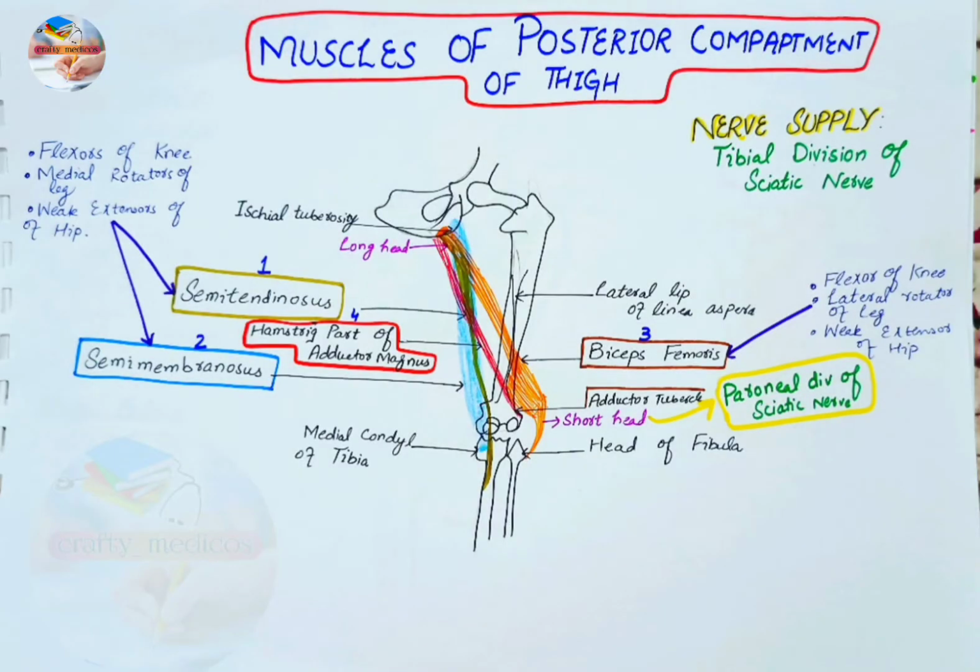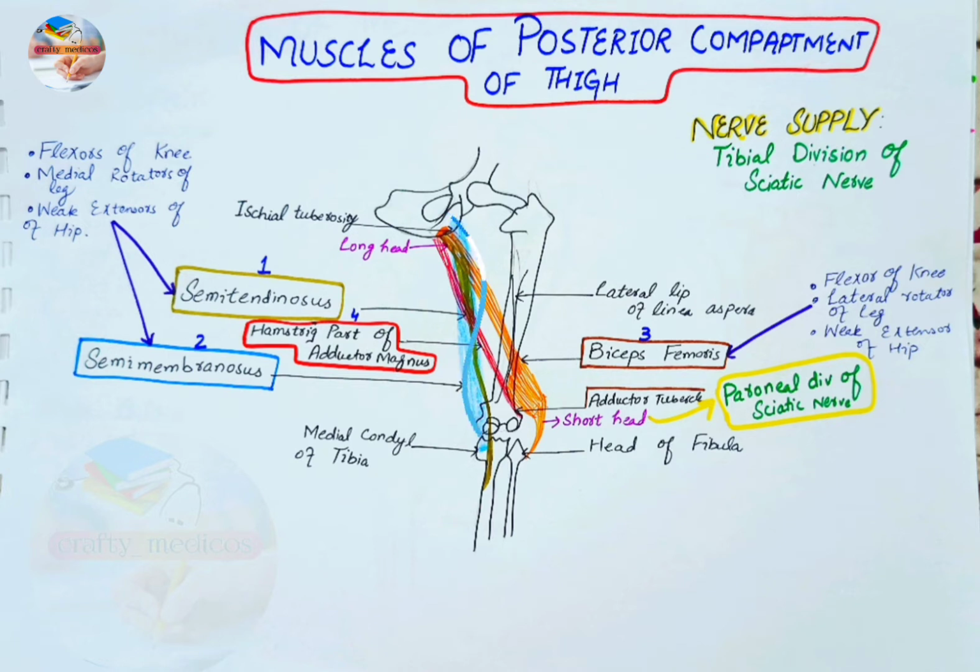Let's discuss the muscles of the posterior compartment of the thigh. These muscles are called the hamstring muscles and all have their origin from the ischial tuberosity. These hamstring muscles are mainly required for the extension of the hip and flexion of the knee, therefore they are essential for walking and running. The first muscle to be indicated is the semimembranosus muscle.